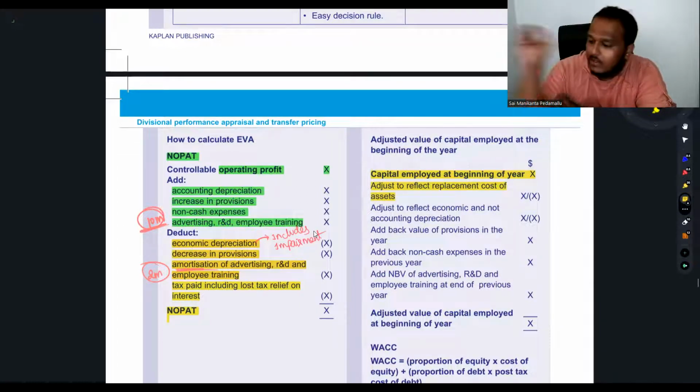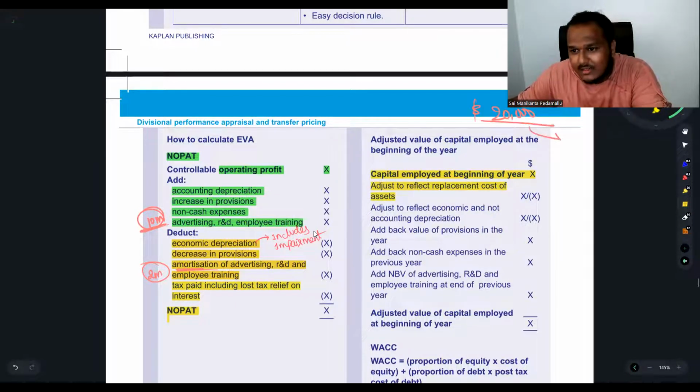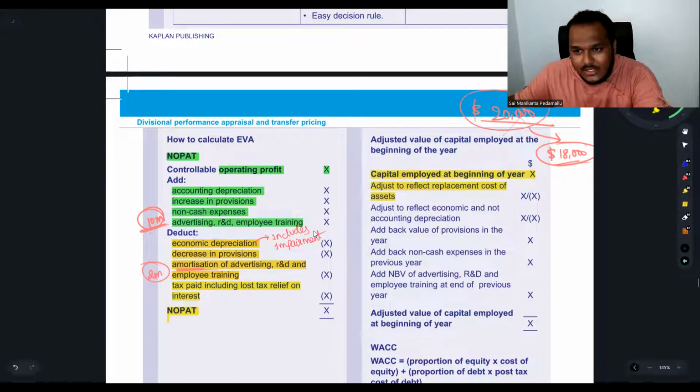Replacement cost. Sir, my books of accounts is showing assets for, let's say, $20,000. But actually in the market, the replacement cost of this is only 18,000. So when you are calculating EVA, the deduction is capital employed into weighted average cost of capital. The capital employed, you should only include 18,000, not 20,000. Or if you start with 20,000, minus 2,000, you deduct here.